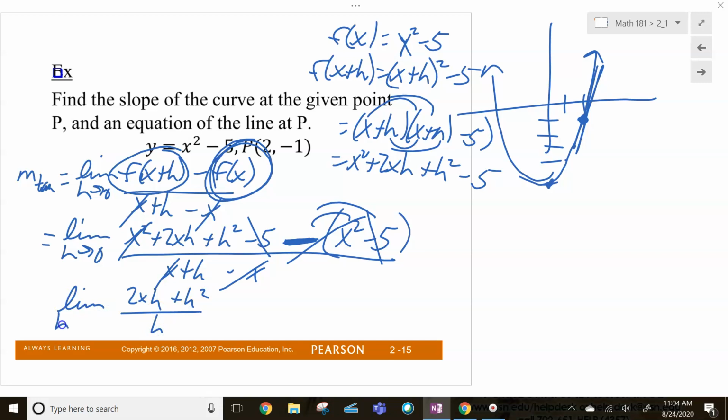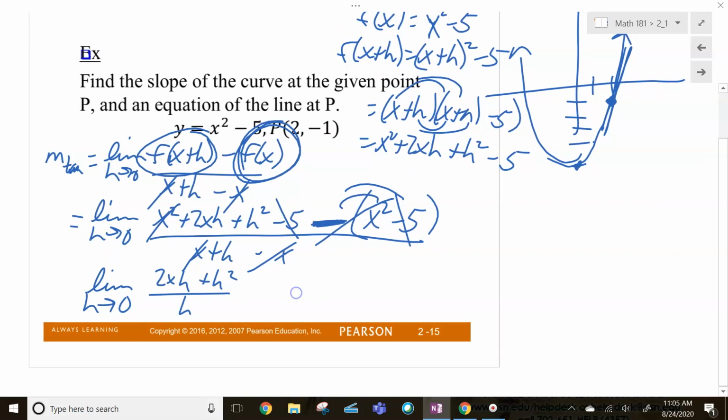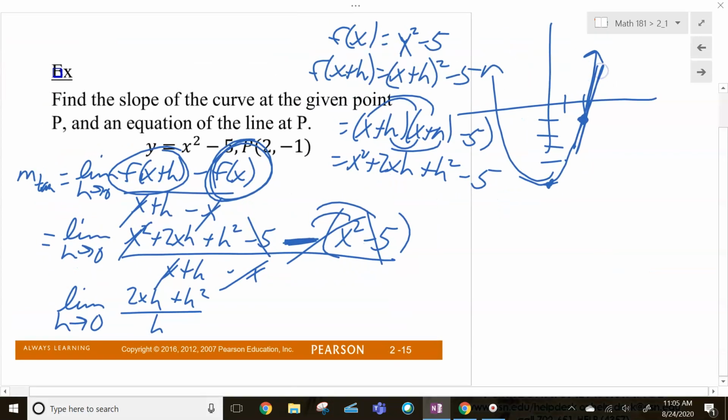Now I'm letting this h go to 0, calling it a limiting process. Again, we'll work more with the limits later. But what happens is I can't just allow h to be 0, because if I plug 0 in, notice I have a 0 on the bottom. I have an h on the bottom. So what you want to do is work with this algebraically.